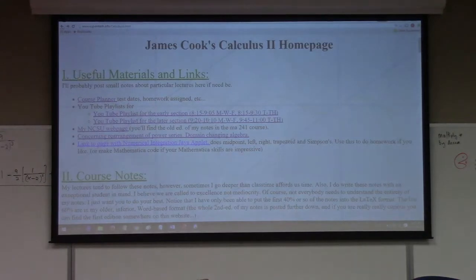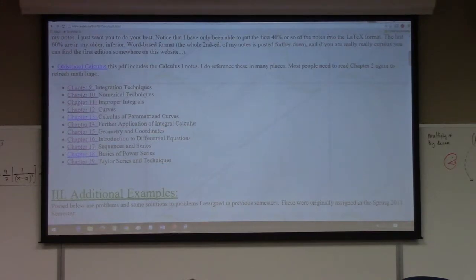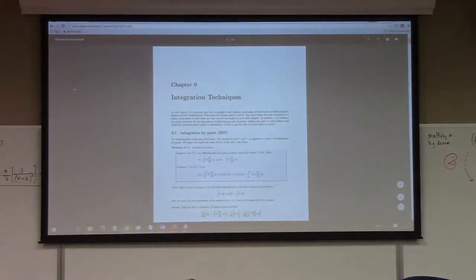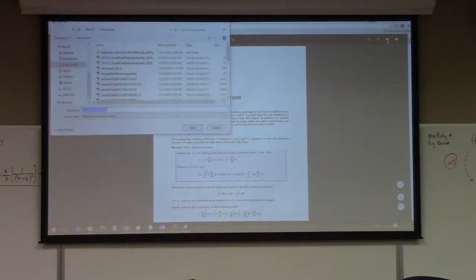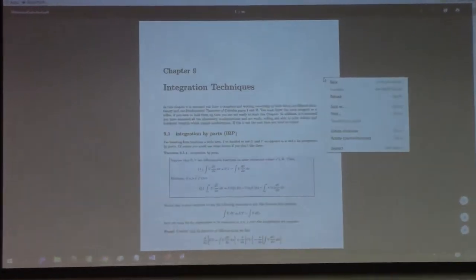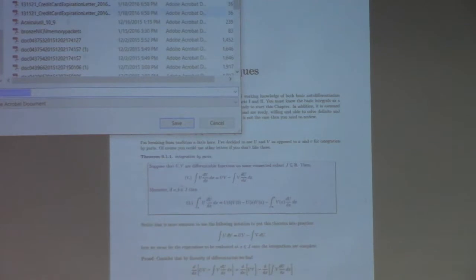Okay, so of course, I think I posted a global PDF of the notes, but I also have these chapter PDFs, which are sometimes convenient. Of course, we're in chapter 9. I would advise, no, I don't want to save it. I want to open it. Fine. Whatever.